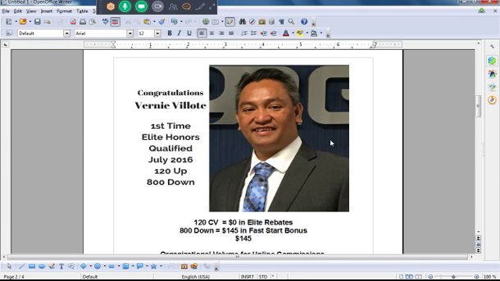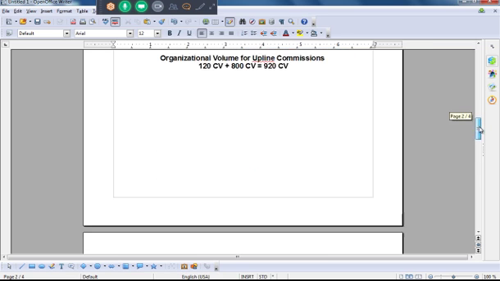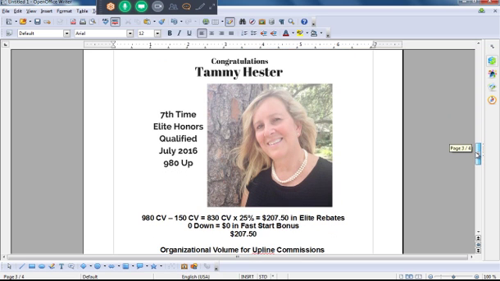What did it represent to me for organizational volume? Well, again, it's 120 CV of volume on his Tracking Center 1, and it's the 800 CV of volume through the activation volume of the new distributors that he brought in. So Vernie represented 920 CV of volume to my organization. Let's take one more example, and then I'll show you how this applies to the 1010 Club. Tammy Hester. Tammy's on my left-hand side. Vernie is on my right, and David's on my right.